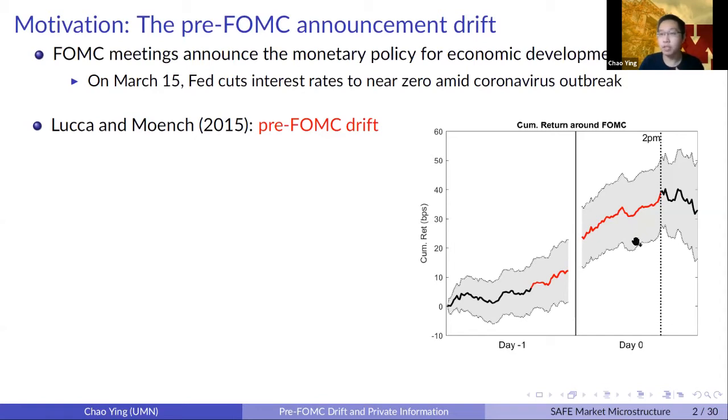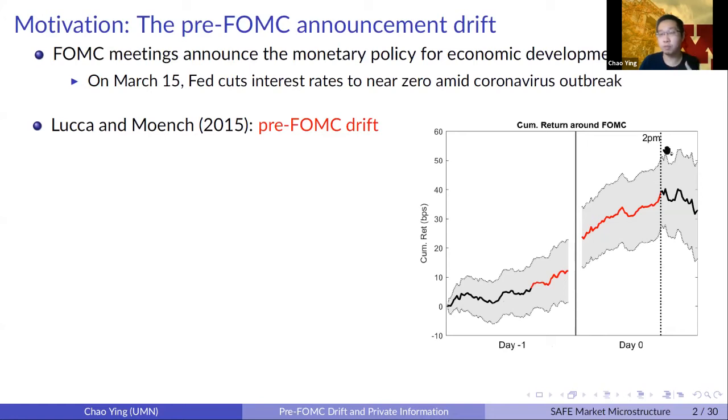This figure replicates their results, where the x-axis is the time around the FOMC announcements. The y-axis is the cumulative return on the S&P 500 index. Here is the day before the announcement. Here is the day with the announcement. Most announcements happen at 2 p.m.